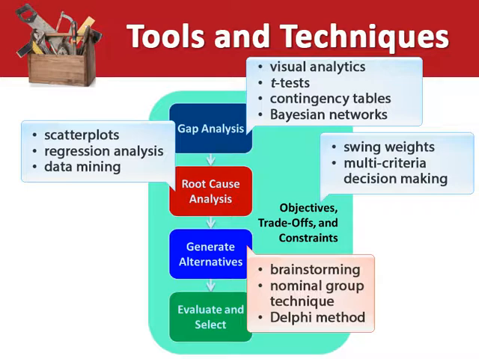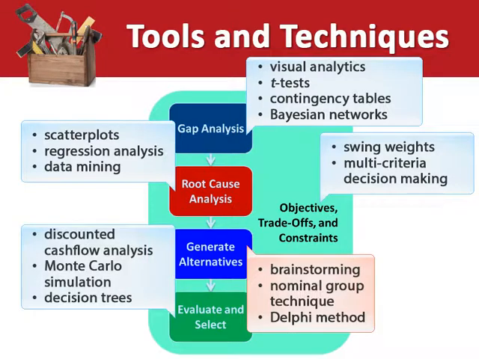Finally, we're going to look at multiple different techniques for the evaluate and select stage, everything from simple discounted cash flow analysis to more sophisticated techniques that factor in uncertainty like Monte Carlo simulation and decision trees. So what you will have at the end of it is a roadmap of how to make decisions and some sense of the different tools and techniques, which are constantly evolving, that you can plug in here and there to help you make better decisions.